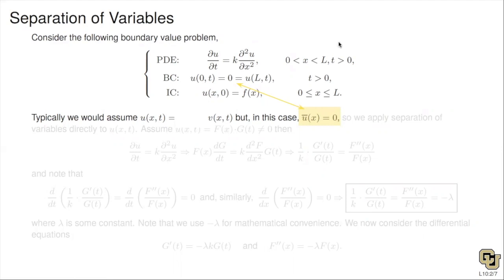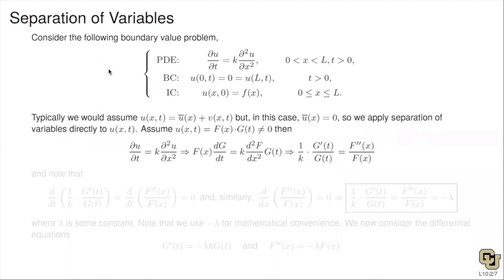So I hope what I've said will make more sense when we talk about it next time, when I do actually use this approach, where I'll assume the temperature has this structure, the steady state solution plus the transient solution. Okay, so in this case, the steady state solution is trivial, it is 0. So I'm just going to apply separation of variables directly to u of x, t.